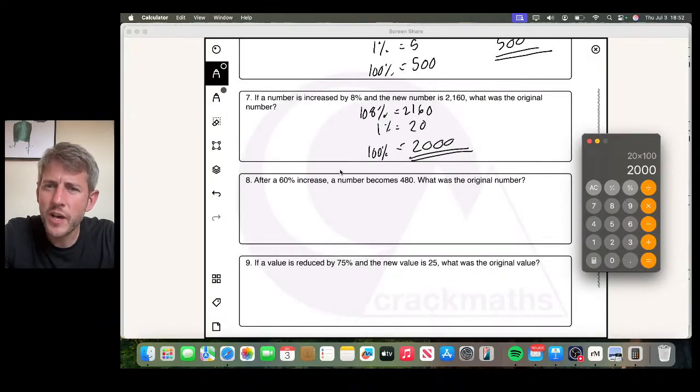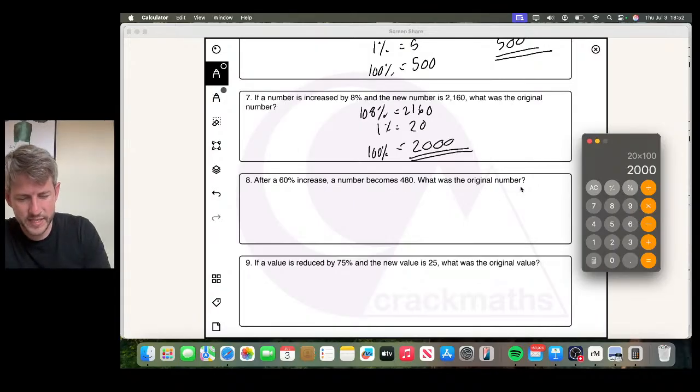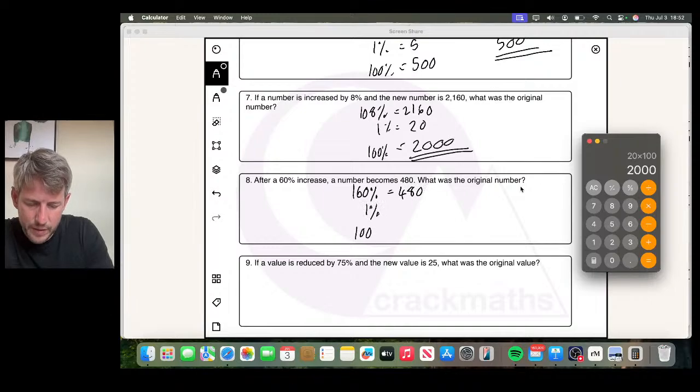After a 60% increase, a number becomes 480. What was the original number? So 60% increase means we're looking at 160%, and that equals 480. So we want to find 1%, then we can find 100%.